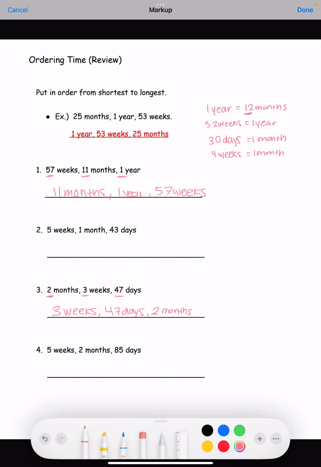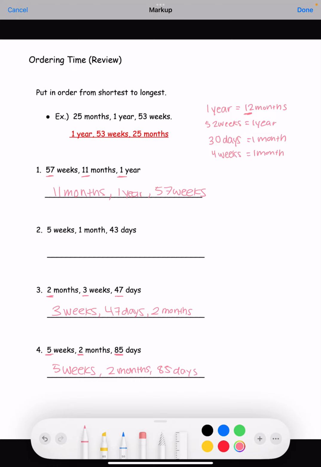Now let's try number 4. 5 weeks, 2 months, and 85 days. So let's think for a second. The least will be 5 weeks because remember, 4 weeks is about a month and 5 weeks is a little over 1 month. So 5 weeks is the shortest compared to the others. And then it'll be 2 months. And then 85 days, because 85 days is a lot more than 2 months.